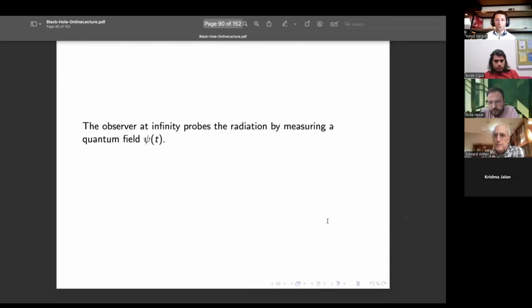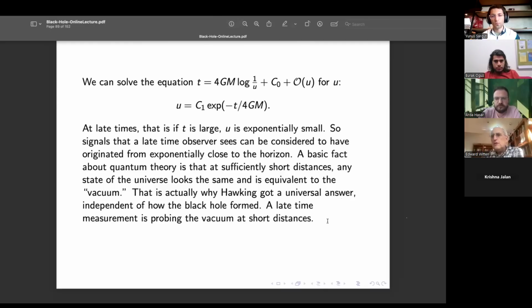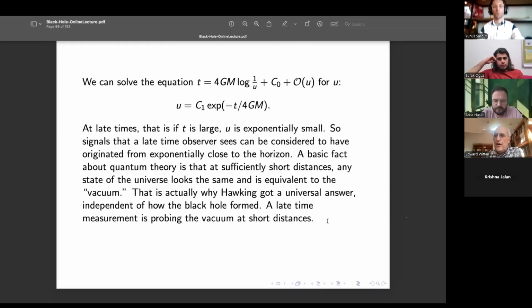Sorry, can I ask something? Yes, go ahead. So what do you mean by vacuum when you're dealing with quantum field theories in curved spacetime? Well, at short distances you can think of gravity as just another quantum field. At short distances, the gravitational field and everything else is, for all practical purposes, in the ground state. A sufficiently small piece just looks like a piece of Minkowski space, and the quantum state looks like the vacuum.